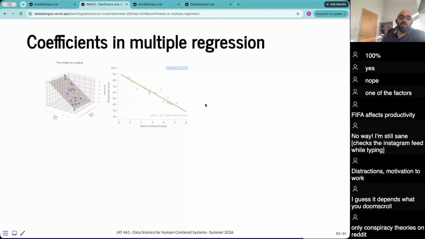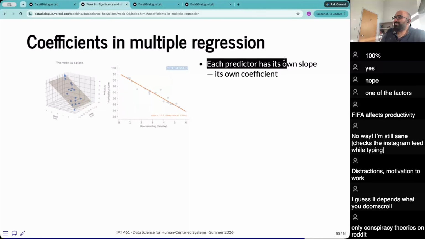Okay, now you guys are not going to run a model for just one thing. You're going to do multiple regression. It's the same idea. Instead of fitting a line, you fit a plane over the data. So let's say this is doom scrolling, this is sleep hours, and how much both of them explain productivity.